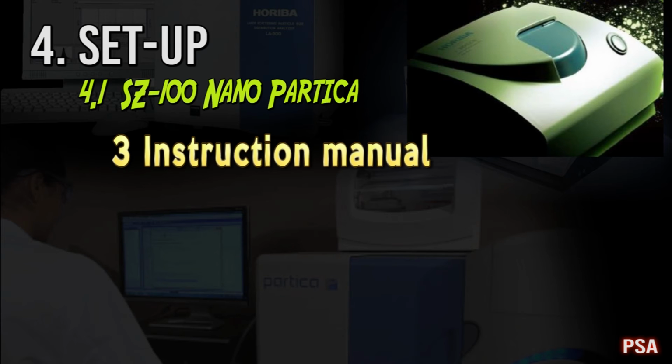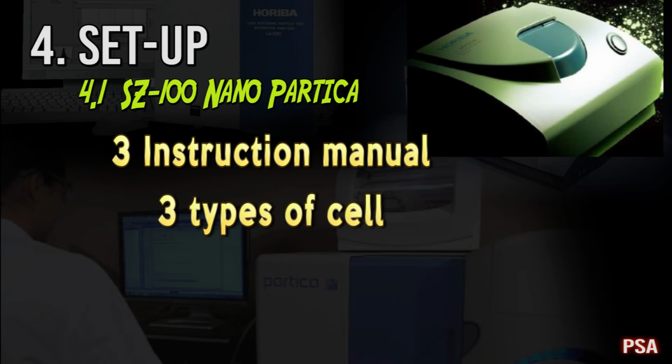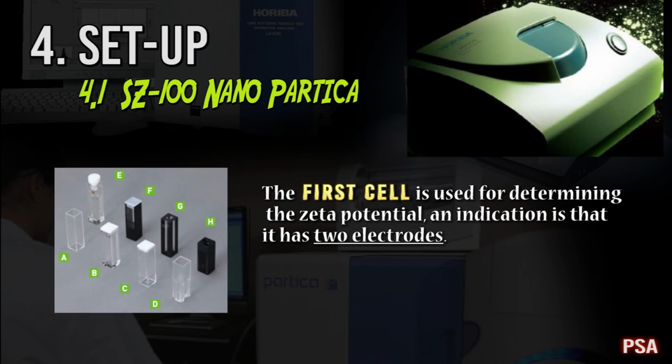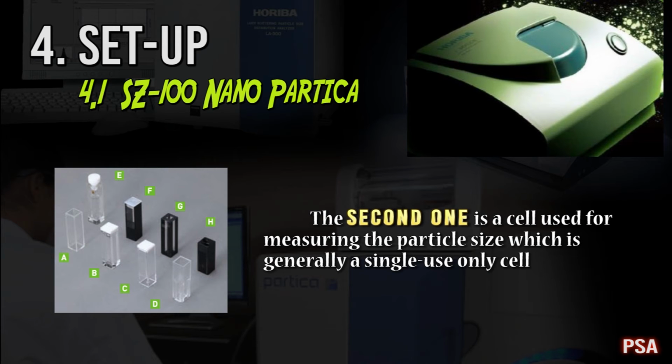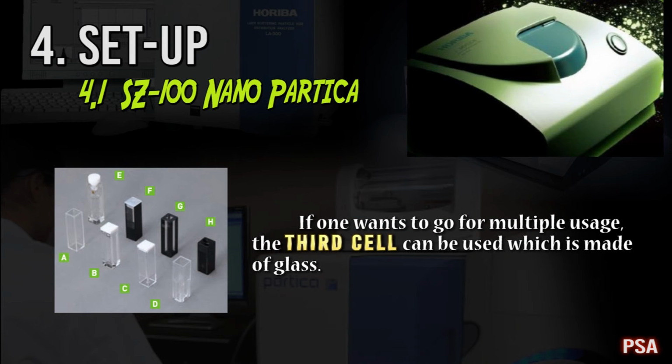For the setup of the particle size analyzer, SZ-100 Nanopartica, the unit comes with a kit consisting of 3 instruction manuals and also 3 general types of cells that will be used for the measurement. The first cell is used for determining the zeta potential. An indication is that it has 2 electrodes. The second one is a cell used for measuring the particle size, which is generally a single-use only cell. And if one wants to go for multiple usage, the third cell, made of glass, can be used.